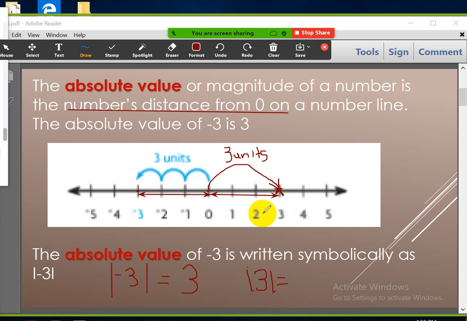The absolute value of 3 equals what? It is the distance between the point that represents the number, this point, and 0. This is the distance. This is the absolute value. Let's count to know the absolute value. 1, 2, 3. 3 units. All the time it will be in this strategy. So again, the absolute value of 3 will be 3.